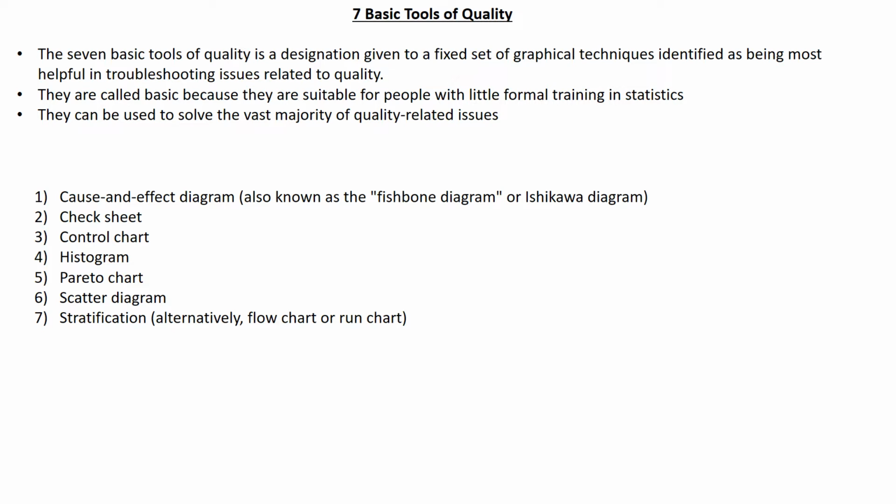Ishikawa was the name, a Japanese scientist and mathematician who worked under W. Edwards Deming. Check sheets, control charts, which we've talked about already, histograms, which we've done earlier in the semester. A Pareto chart, which we'll cover. Scatter diagrams, which we've done with the X and Y plot, used for correlation basically, and stratification. Let's look at some of these.